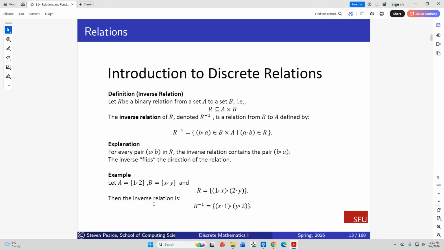So A is {1, 2}, B is {x, y}, R is {(1,x), (2,y)}, for example. It could be many more than this. It could be 1x, 1y, 2x, 2y. Those are the four possible ordered pairs that come from these two sets. But we picked a subset, which is these two, and its inverse is right here, simply by reversing the ordered pairs.